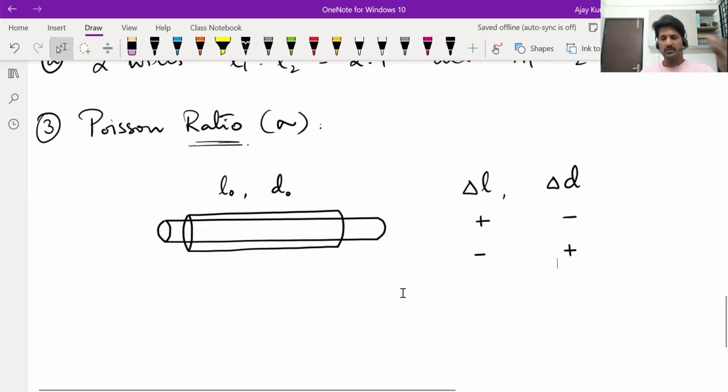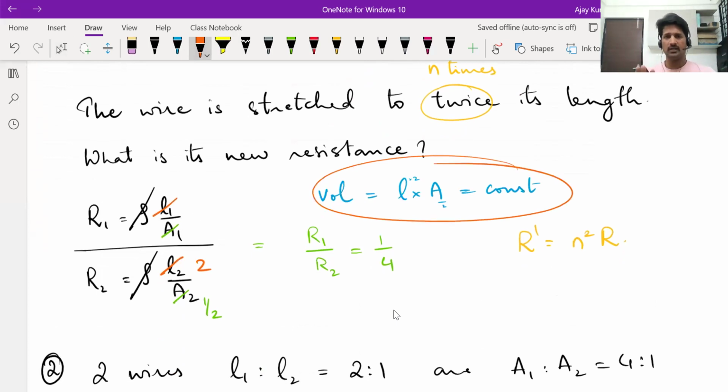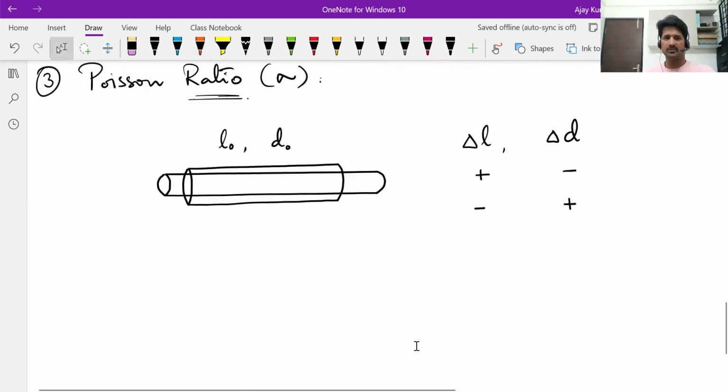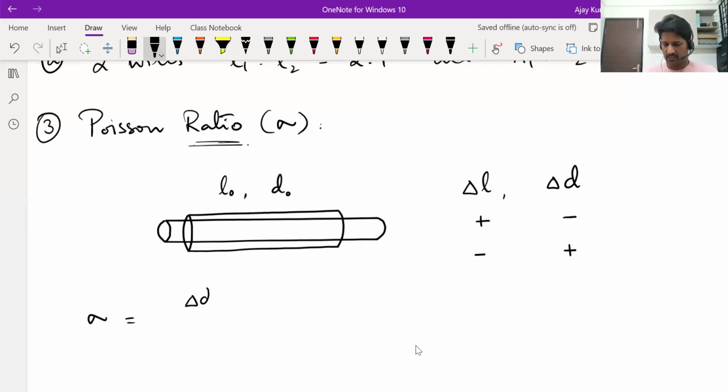Now it's not necessary that when you stretch an object, its volume always remains constant. It depends on the nature of the material, and also on how much you are stretching it. So this assumption is not always valid. If they don't specify anything, you will have to assume volume remains constant. But if they specify Poisson's ratio of that material, then you should understand how to use it. And Poisson's ratio relates the change in diameter to the change in length.